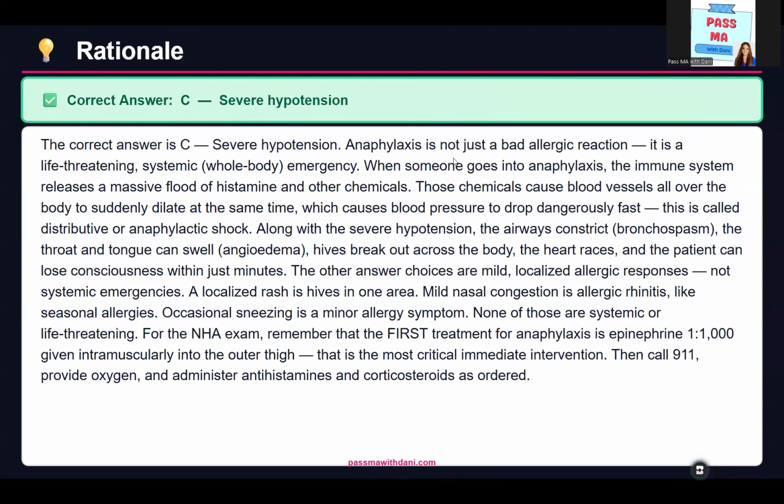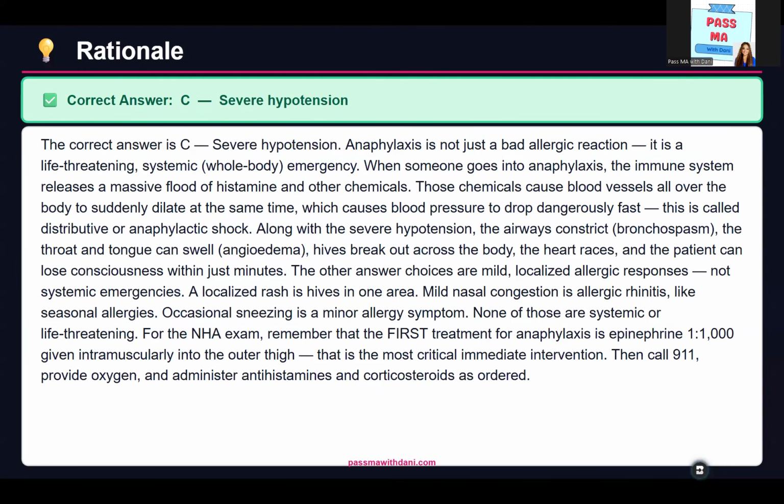So for number 27, if you said C, severe hypotension, then you are correct. Anaphylaxis is not just a bad allergic reaction. Remember that it is life-threatening. This is what we call a systemic emergency.